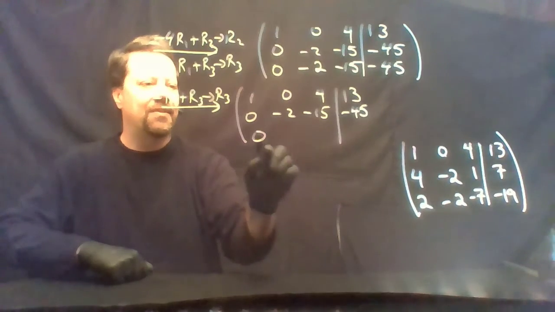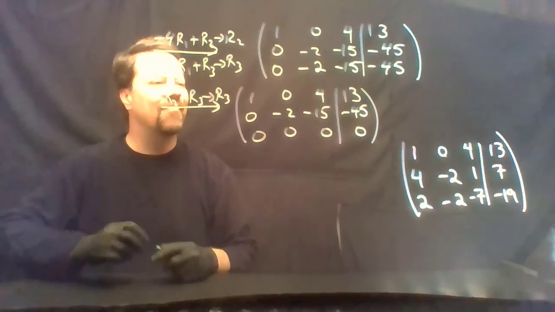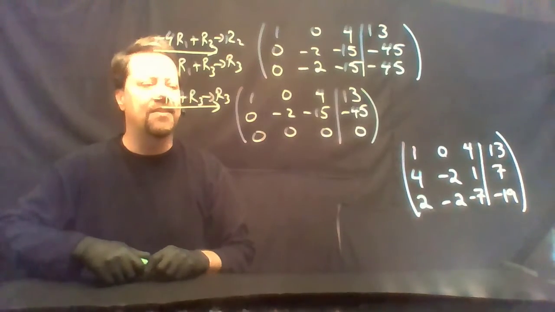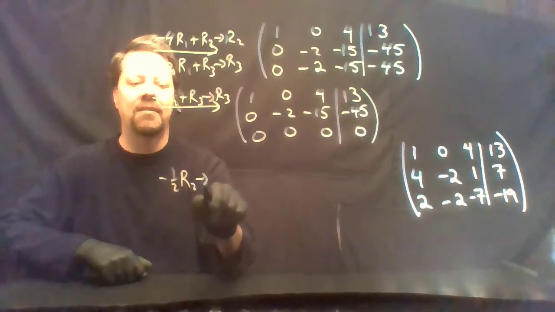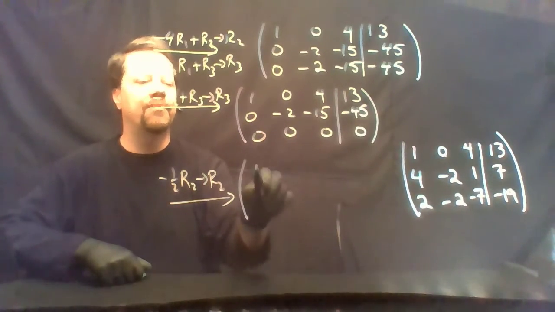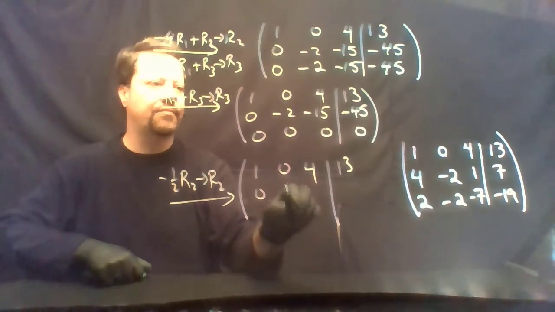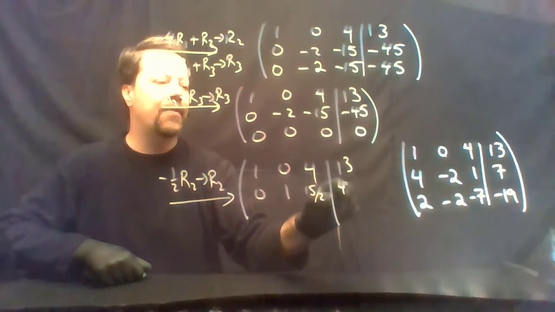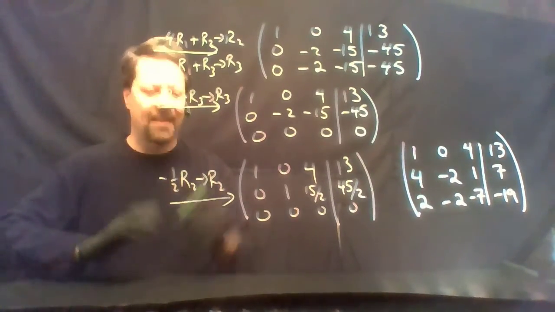We'll have 0, 0, 0, 0. To place this into reduced row echelon form, we need merely multiply the second row by negative 1/2. So we'll take negative 1/2 times row 2 yields a new row 2. We'll have 15 halves and 45 halves, a bunch of zeros. There you have it.